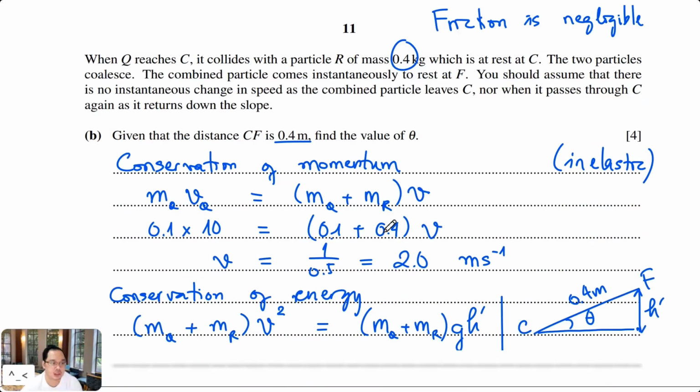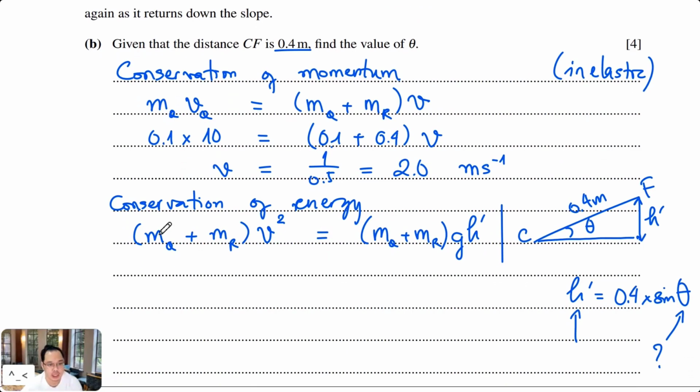Okay. Now, going to the second step. Now, plugging the value of the speed here into this equation to find the new height. Oh, sorry, I forgot the 1/2 for the kinetic energy of the system. 1/2 mv squared. So now plugging the value into this one.